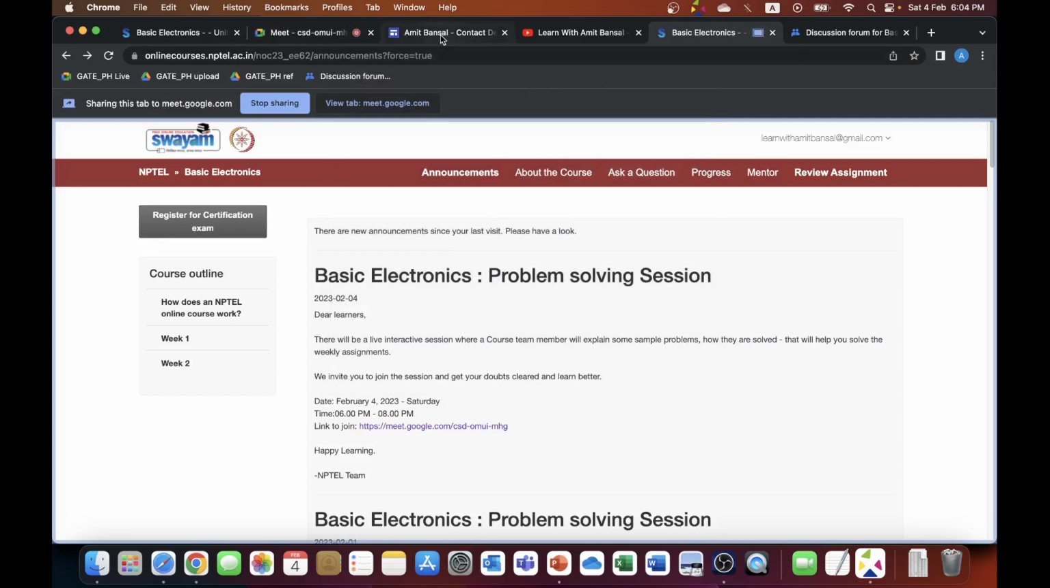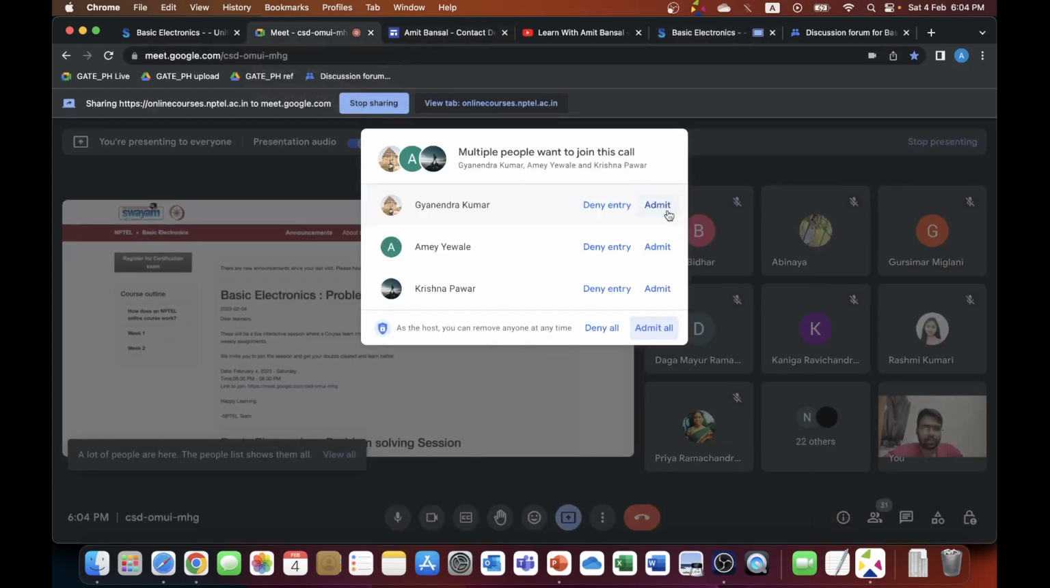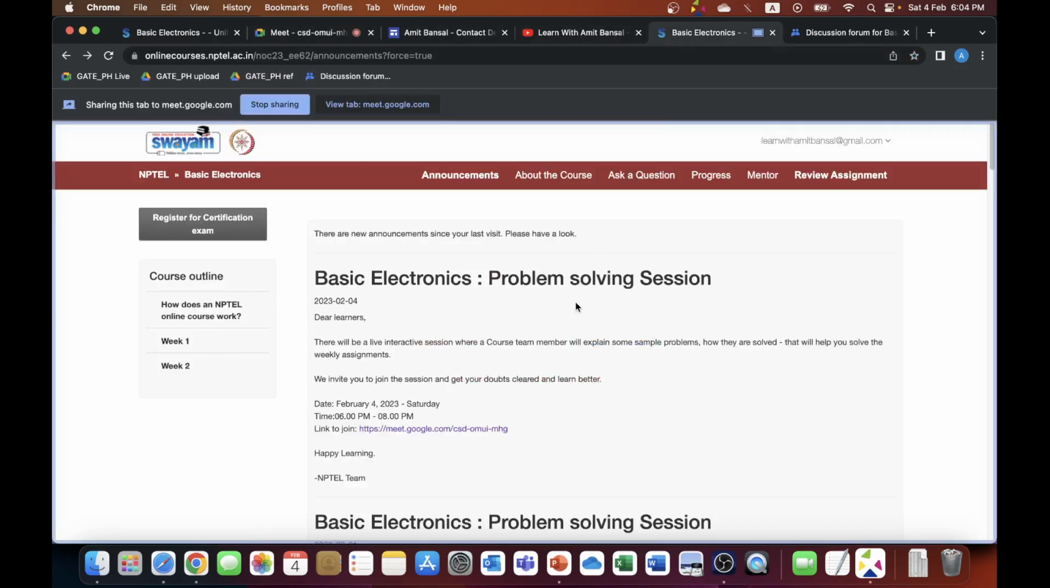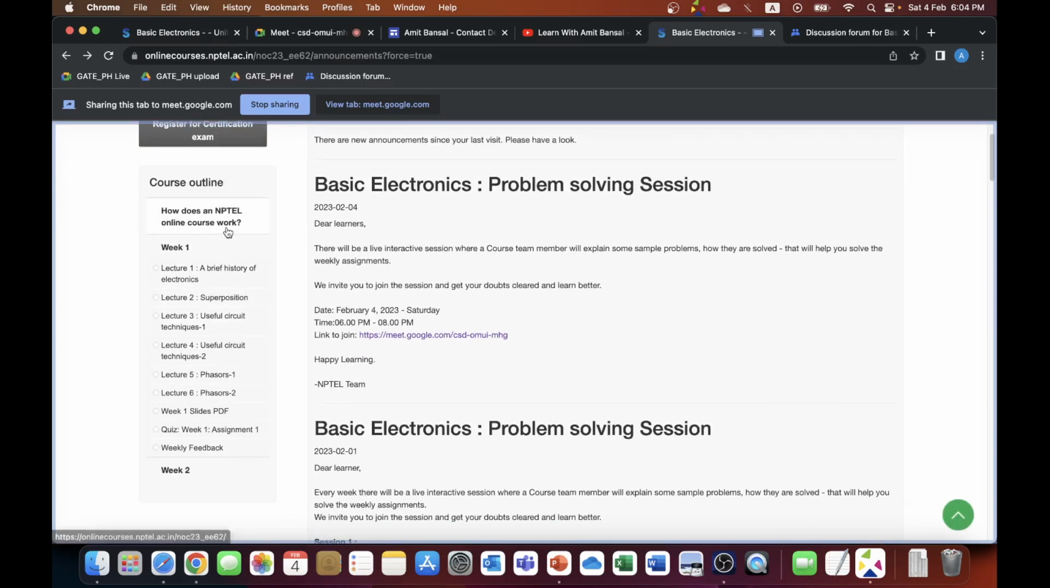Are you able to see the screen, the NPTEL Swayam portal screen? Yes, sir. Okay. So on this screen, this is the announcement that you have. There are many tabs on the top. For instance, I have currently opened the announcements tab, in which you can see that there's an announcement that on 4th of February there will be a live session, which we are currently going through. Now if you go here, on the left side you have a menu, so to speak, an index. Under week 1, you see quiz week 1 assignment 1.